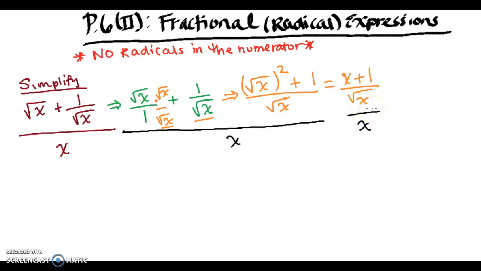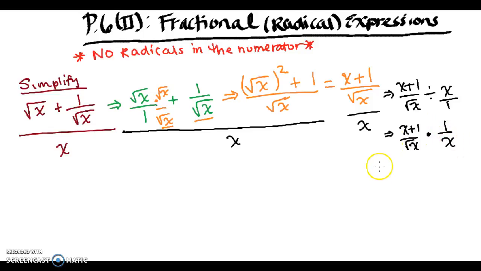Now, recall, x plus 1 over the square root x divided by x over 1 is the same thing as multiplying by the reciprocal. So this is really x plus 1 over square root x times 1 over x. If you notice, this is just going to be x plus 1 over x times square root x.